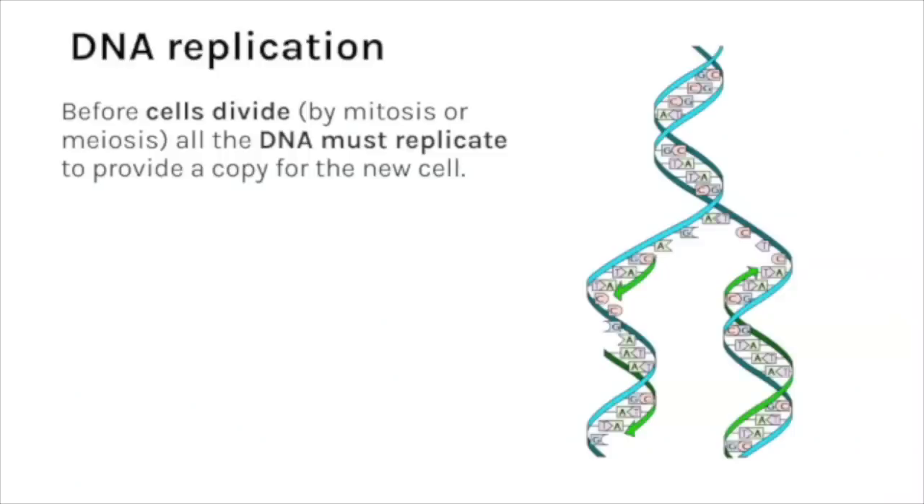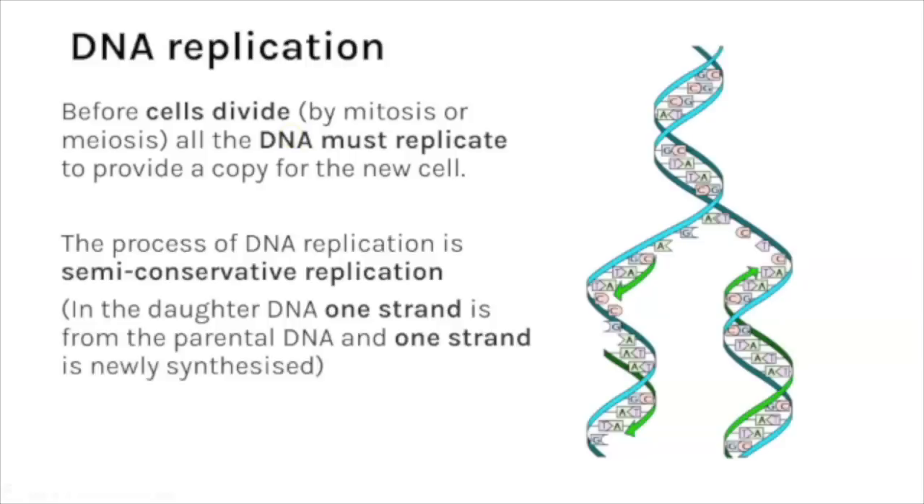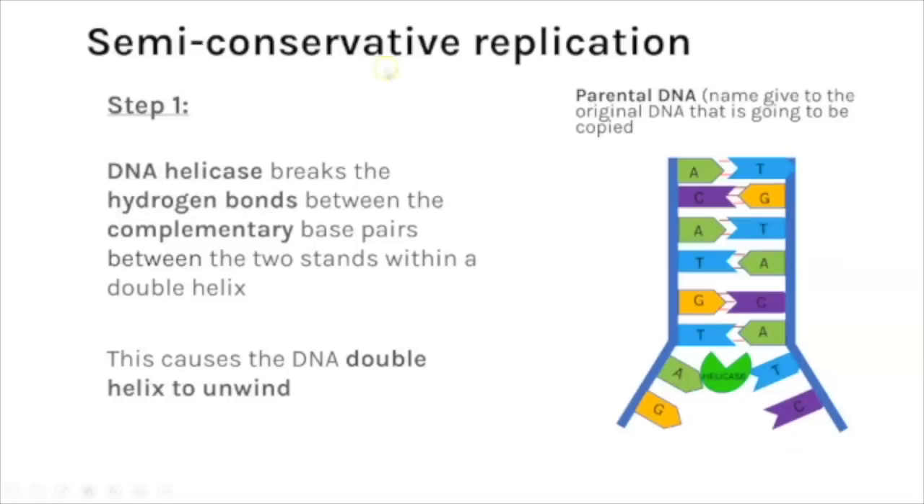So DNA replication then. In order for new cells to be created, every new cell needs their own copy of the entire genome, which is all of the DNA. So the DNA must replicate before a new cell can be created. And the way DNA replicates is described as semi-conservative replication. And what that means is one of the original strands of DNA combines with one newly synthesized strand to create the new molecule. So how does that happen?